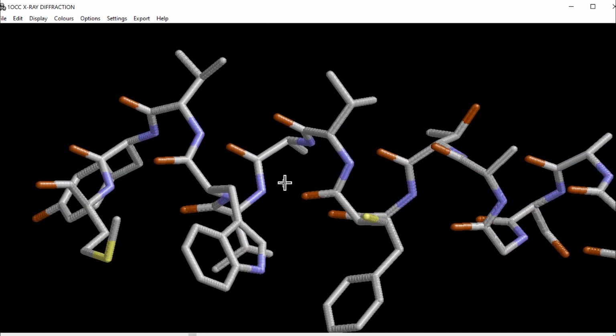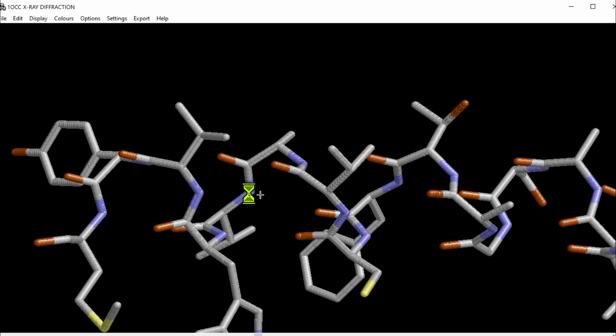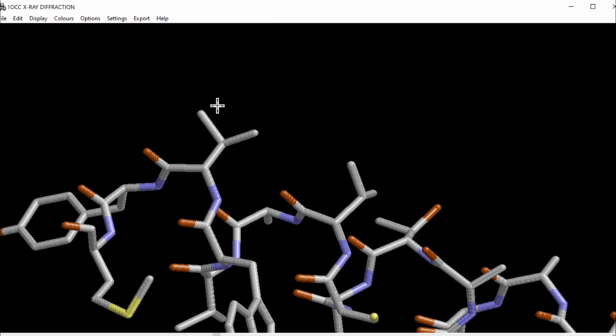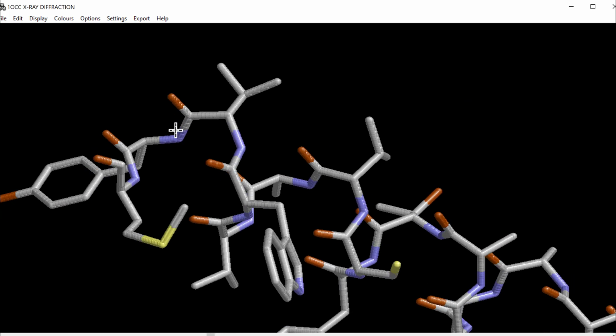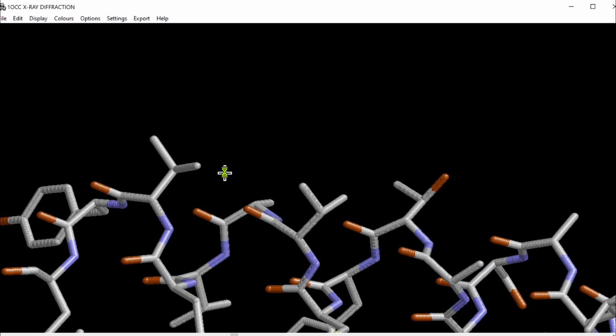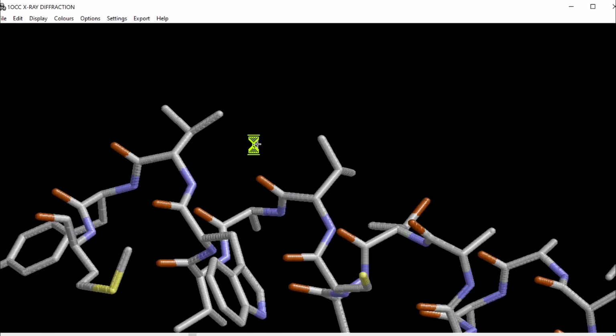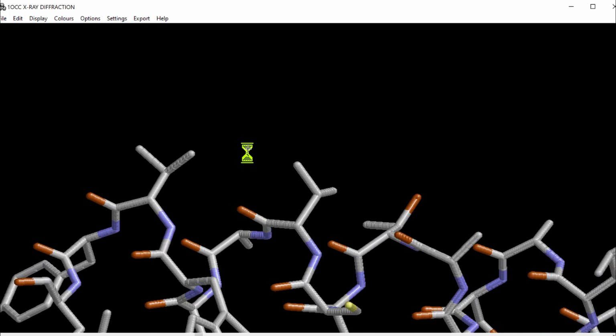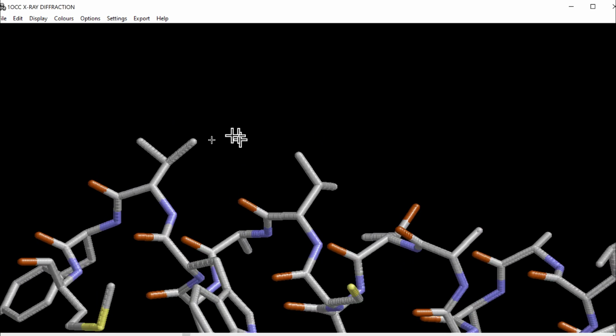Let me see if I can find one. Yeah, we can recognize this. This is valine right here. The red is oxygen, right? And the blue is nitrogen. Yellow is sulfur. So this looks like it's probably methionine. Yeah, most likely. And so anyways, sorry, getting back on topic.